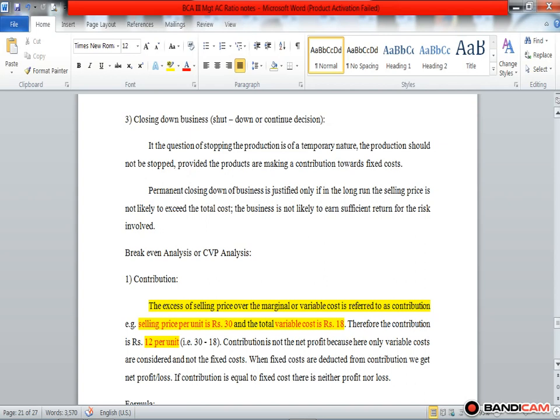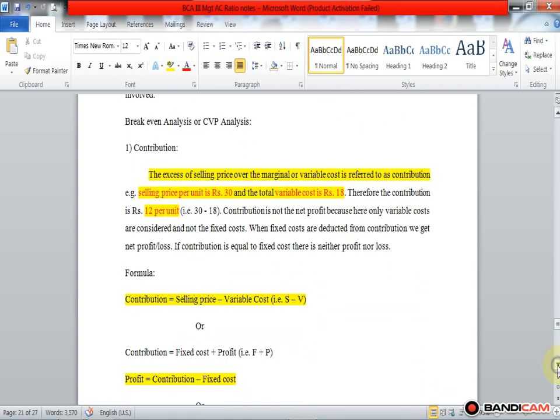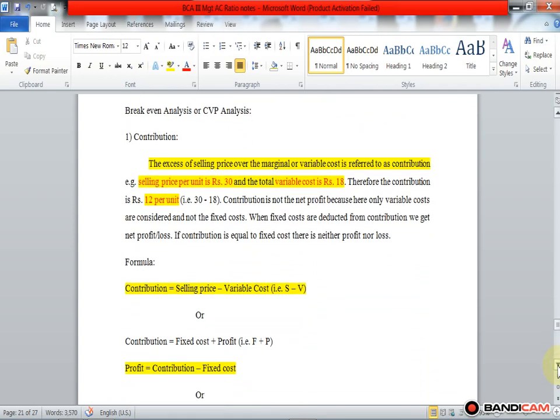If contribution is equal to fixed cost, there is neither profit nor loss. Okay, so here the situation is BEP: contribution is equal to fixed cost, neither profit nor loss. So how do we calculate the contribution? The formula is given here. Contribution is equal to selling price minus variable cost, that is, in short, S minus V.